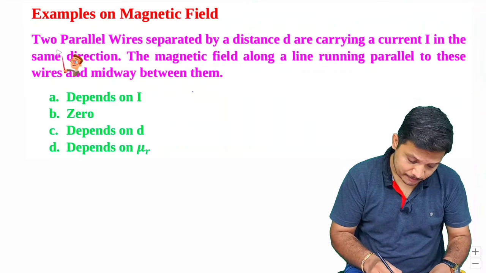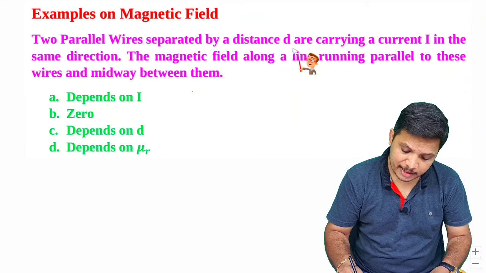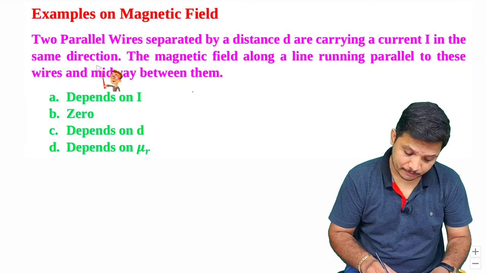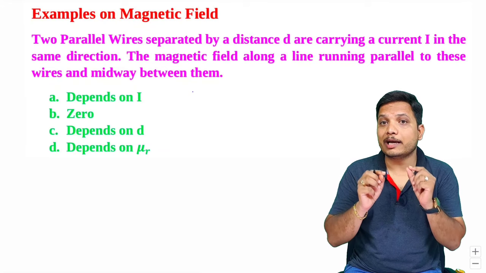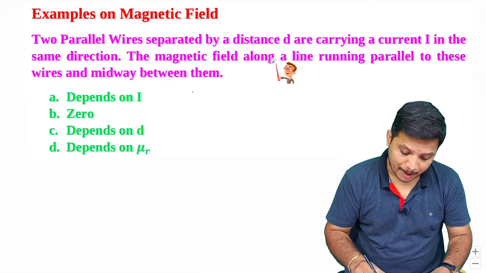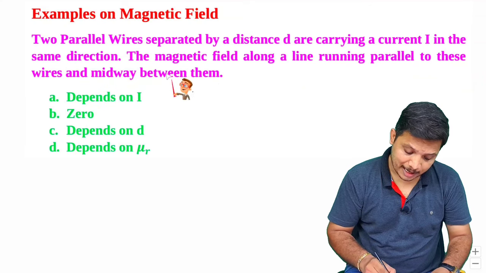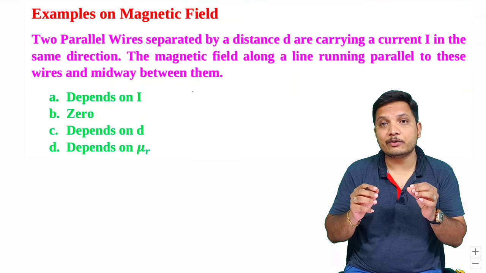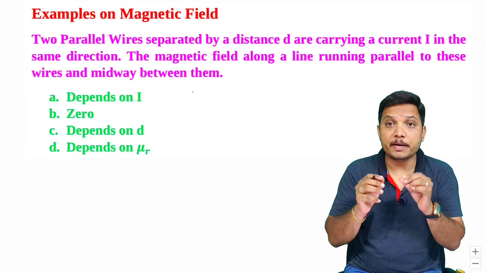My question is, two parallel wires separated by distance D are carrying current I in the same direction. So here we are given two parallel wires, and both are carrying current in the same direction. The magnetic field along the line running parallel to these wires and midway between them is how much? So here we are dealing with the value of magnetic field midway between these two wires.